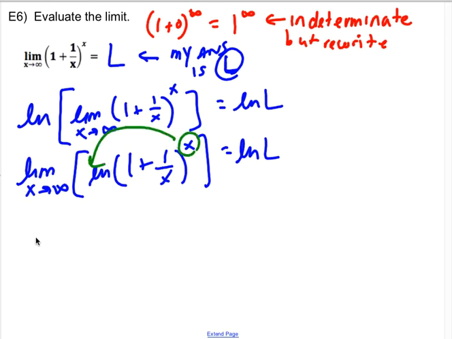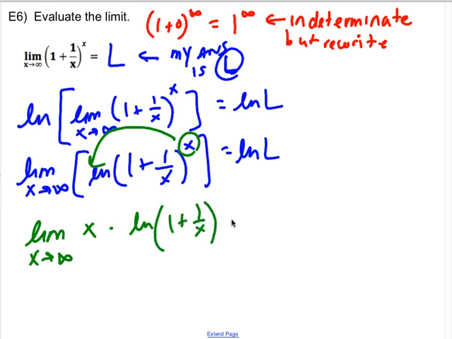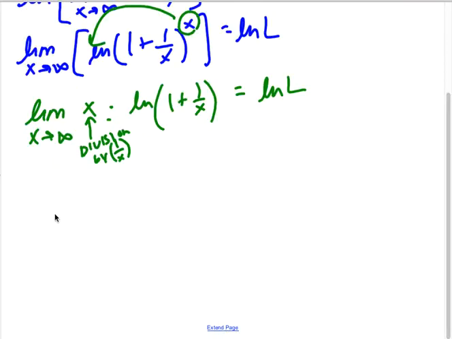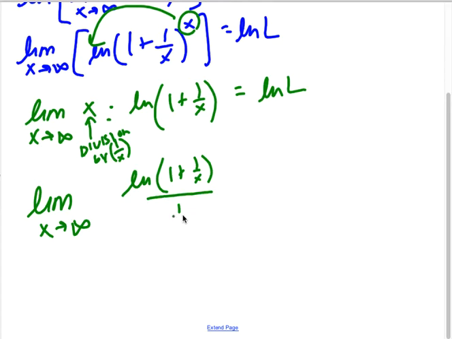Now, that doesn't make life a ton better, and the reason it doesn't make life a ton better is that multiplication is not what we want for L'Hopital's, right? What we want for L'Hopital's is division. So what I'm going to have to do to make this division is I'm going to have to rewrite this as division by 1 over x, because if you divide by 1 over x, it's the same as timesing by x. So this is the limit as x approaches infinity of this natural log over a 1 over x. And again, on the other side, I still just have this natural log of L.